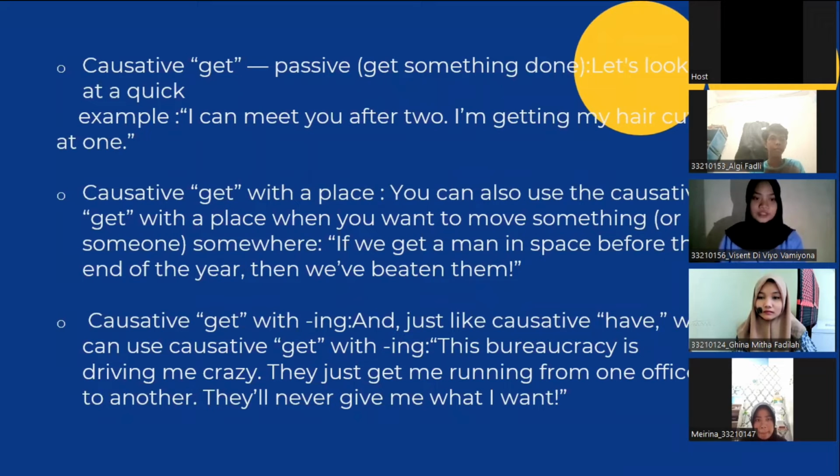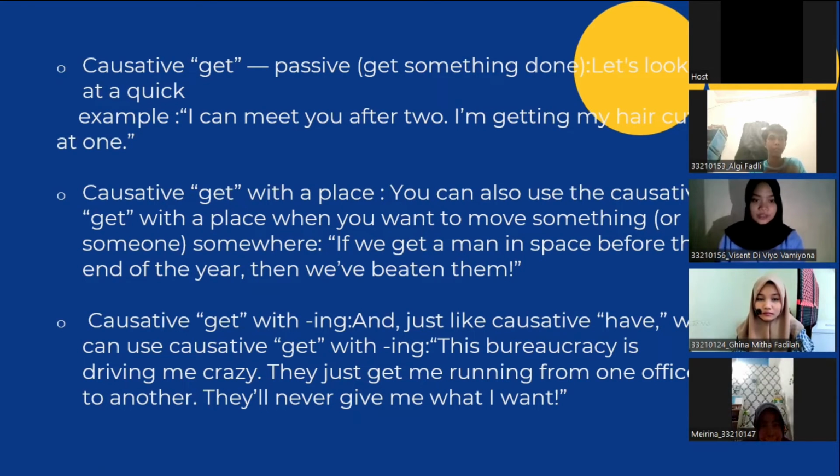Okay, causative get with passive, I mean like get something done. And let's look at a quick example. The sentence could be like, I can meet you after 2. I'm getting my hair cut at 1.